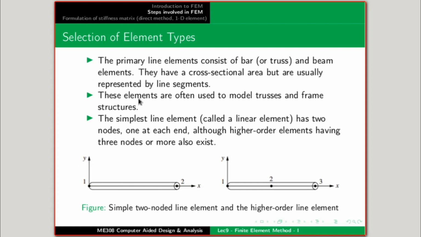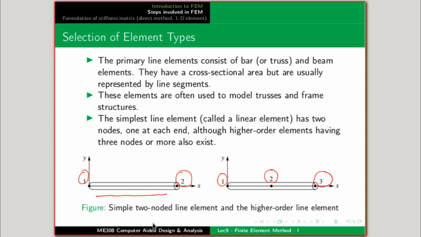The one-dimensional element, primarily the line element, consists of bar and beam elements. These elements are often used to model trusses and frame structures. The simplest line element, called a linear line element, has two nodes, one at each end, although higher order elements having 3 nodes or more also exist. So these are higher order elements. This is a simple linear element.